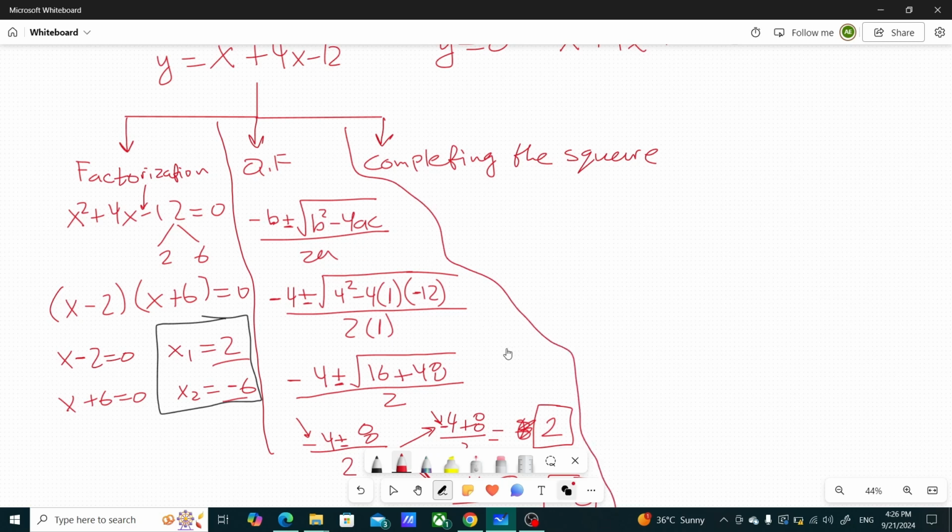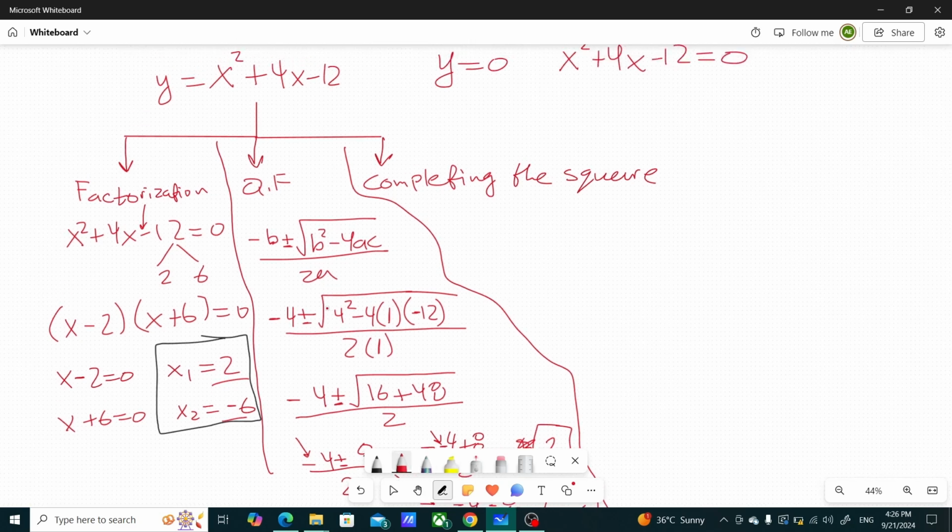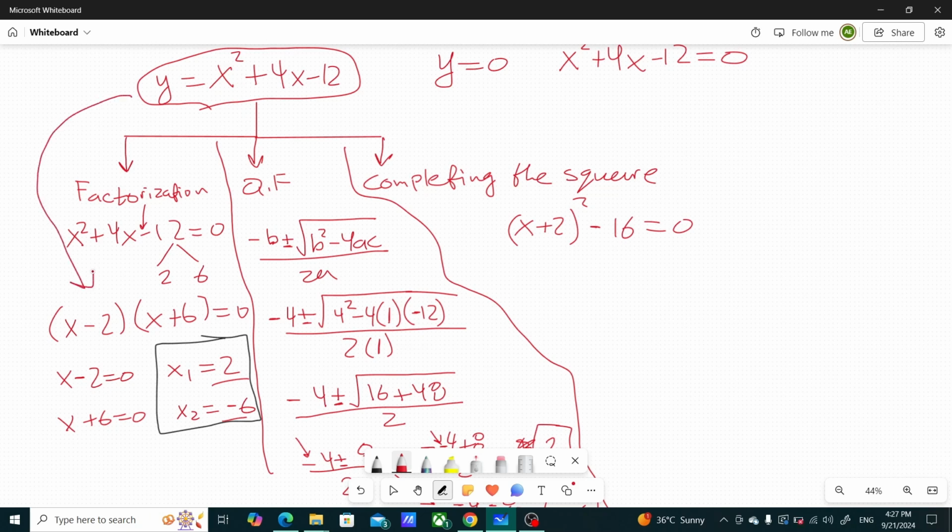Okay, so for completing the square, let's say we managed to rewrite our original quadratic function in this way. So we managed to rewrite it as (x + 2)² − 16 = 0. So completing the square is similar to factorization. At the end of the day, I want to rewrite my quadratic function in a way where I can solve it. So in factorization, I rewrote it as this, and in completing the square, I rewrote it as this.